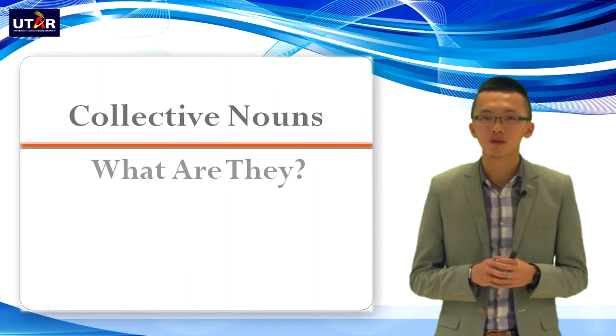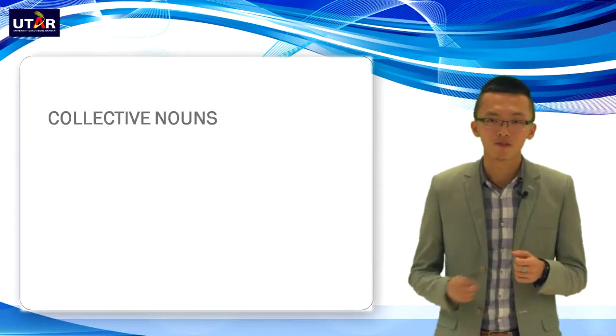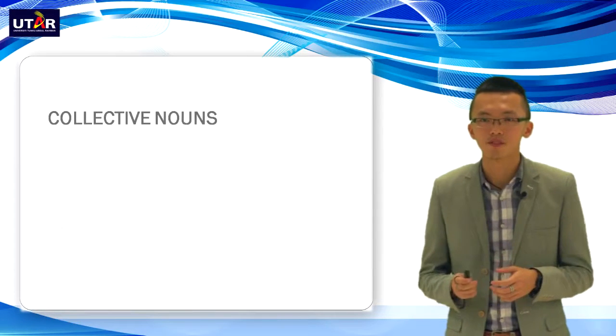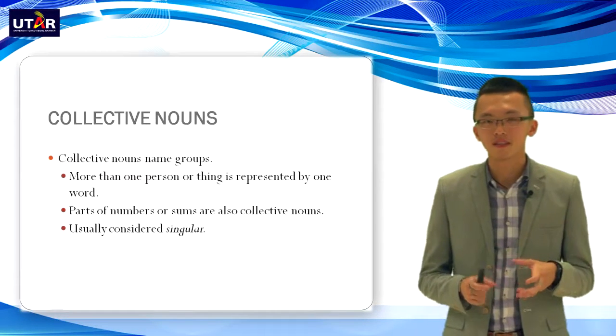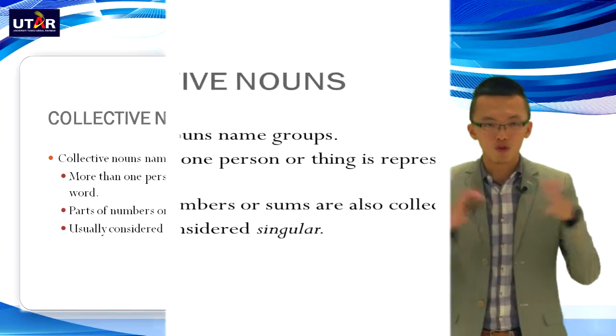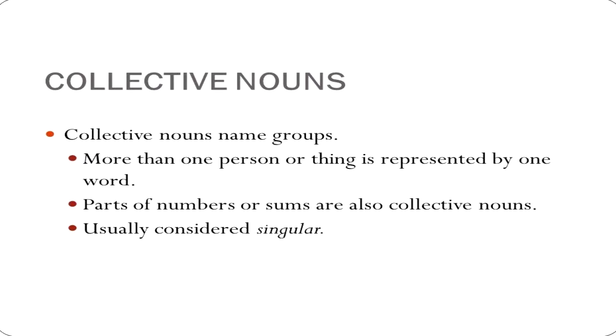This one is basically known as the collective noun. Now, what are collective nouns? Collective nouns are nouns that refer to a group or an entity with smaller parts. They can be made up of a lot of people or a lot of things, but the noun is used to refer to it as a single entity.